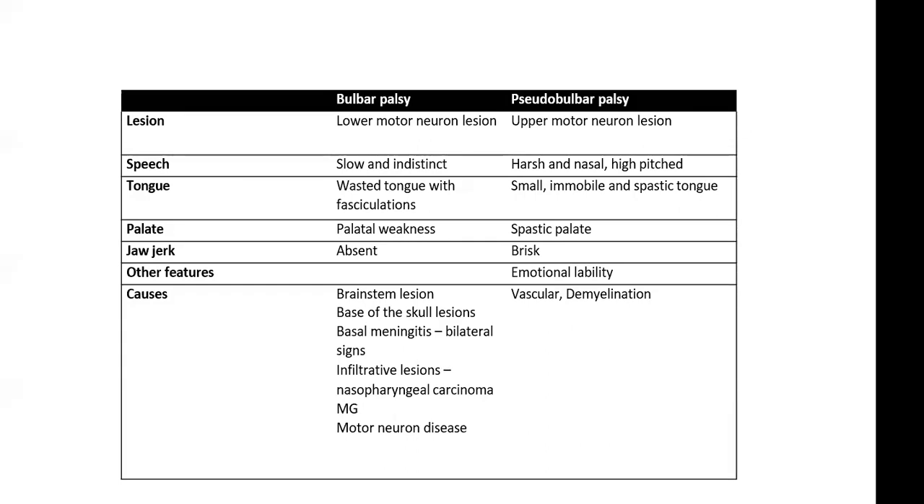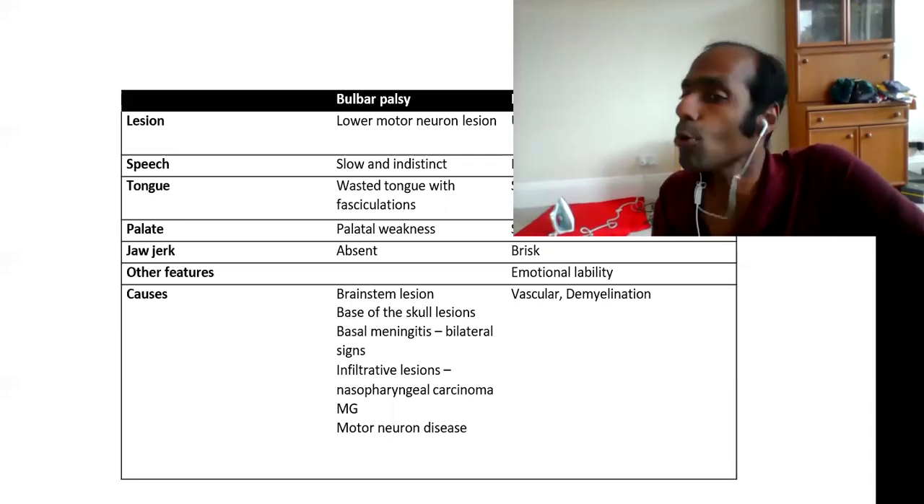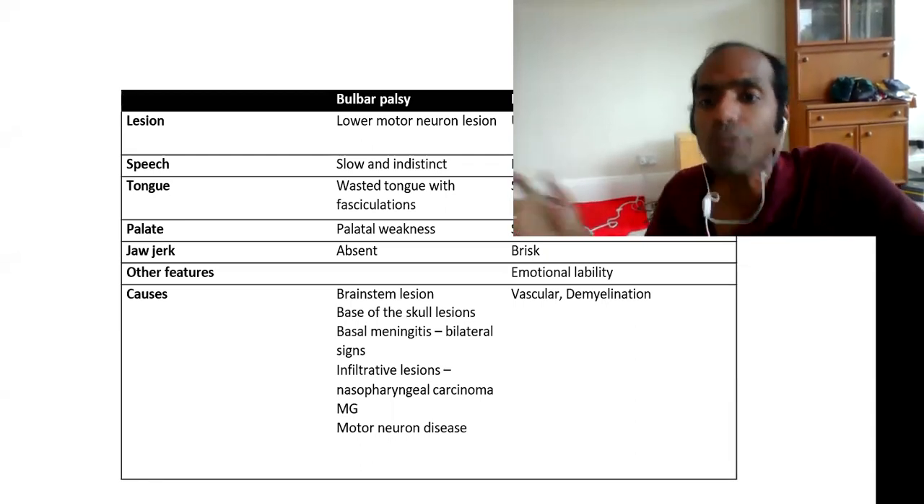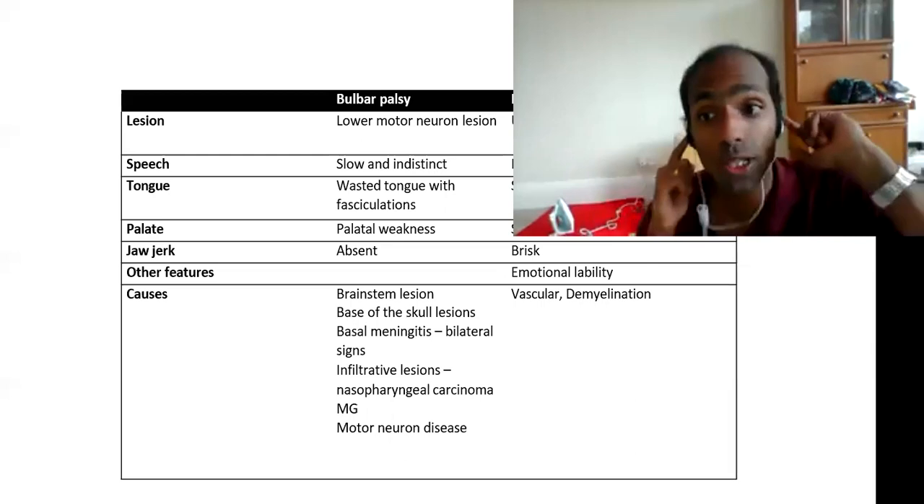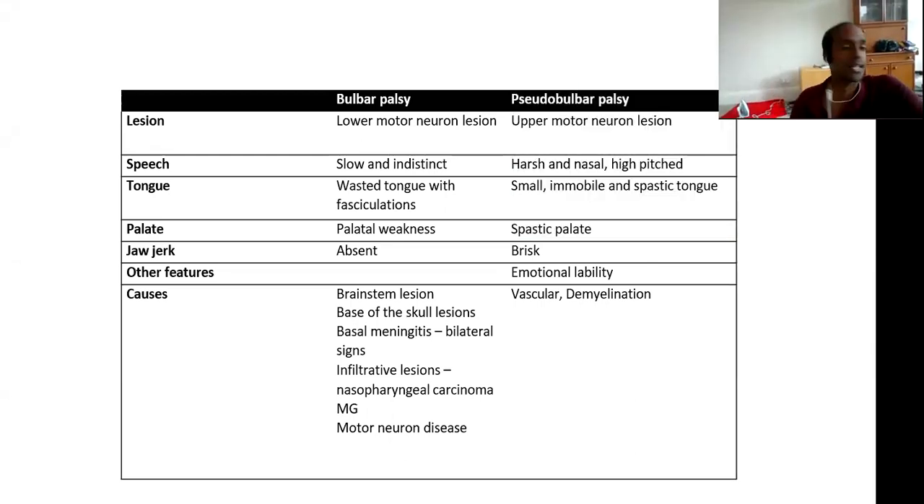And what are the signs of pseudobulbar palsy? A very high-pitched nasal voice, a very small triangular shaped tongue, poorly mobile. They can't put it out. And it's very difficult for them to move the tongue from side to side. In other words, it is spastic and stiff. Upper motor neuron, we talk about this in detail tomorrow as well. Spasticity is a feature of upper motor neuron lesion. So the tongue is very spastic, it is stiff, cannot move. Similarly, the palate is very spastic and stiff as well.